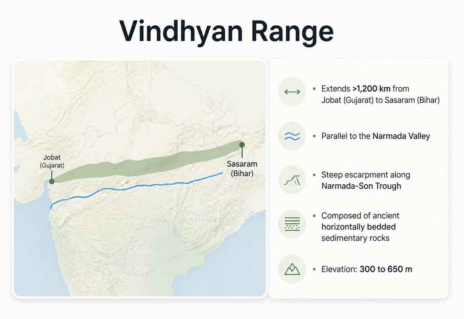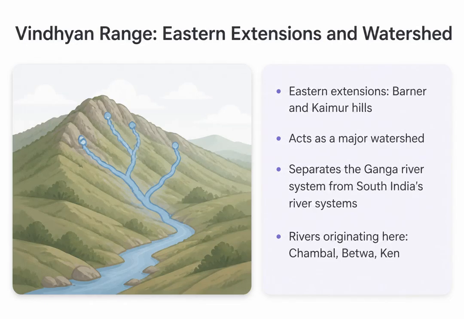Geologically, the Vindhyas are predominantly composed of ancient, horizontally bedded sedimentary rocks, giving them a distinct layered appearance, with a general elevation ranging from 300 to 650 meters. As the Vindhyan Range extends eastwards, it continues as the Barnar and Kaimur Hills.